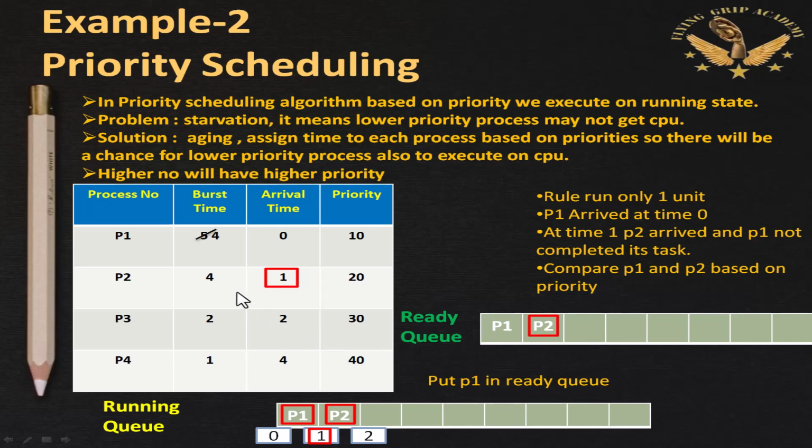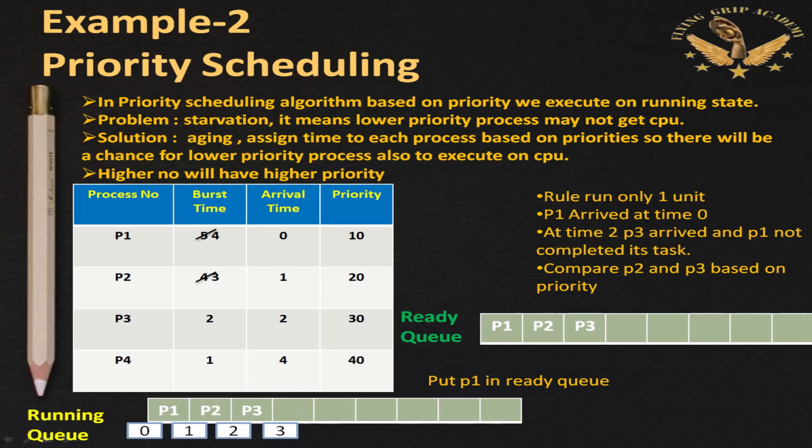At time 2, which process has arrived? P3 has arrived at time 2. Now let us save the state of each and every process into the ready queue and bring in the other one. So now we put P1 in the ready queue. Here you need to put P1 in the ready queue.